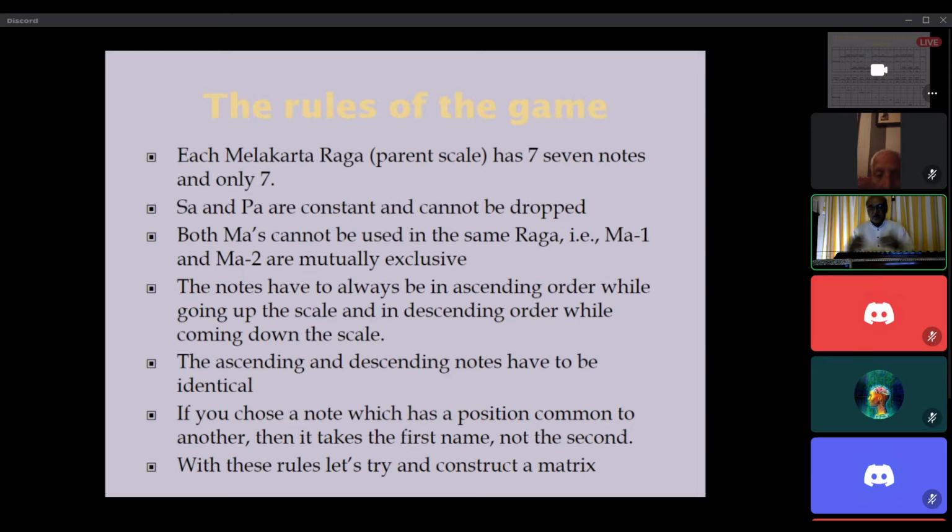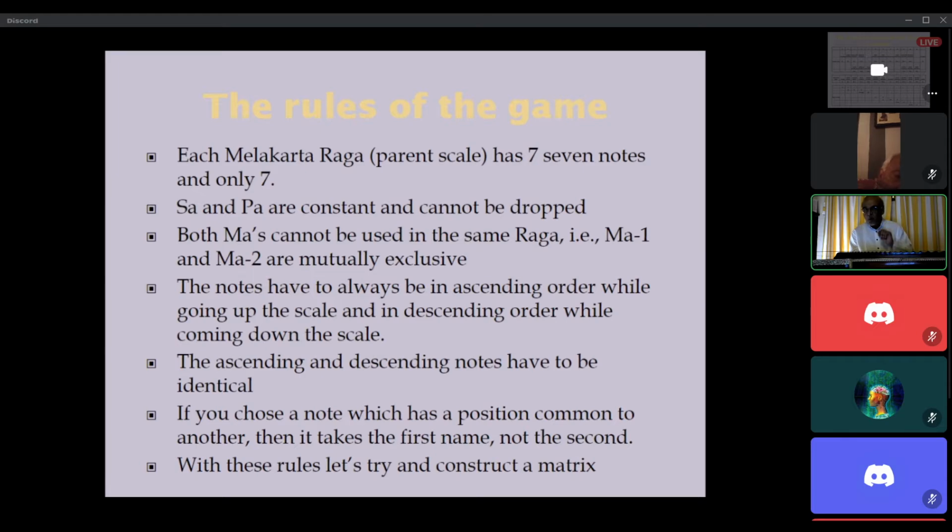That means we can't traverse up a little, then come down and then go up again. That's not permitted. You go up, you keep going up. You come down, you keep coming down. The ascending and the descending notes have to be identical, which means that if I play the first Re on the ascent, then when I come back, I have to play only the first Re. I can't play another Re. This is the rule of this game as far as Melakarta is concerned, mind you. This is not the rule of raga playing. This is the rule for Melakarta raga. So if I use the third Ga in the ascent, I have to use the third Ga in the descent.